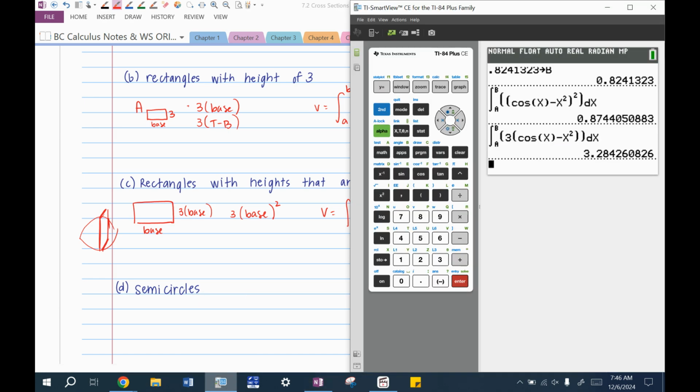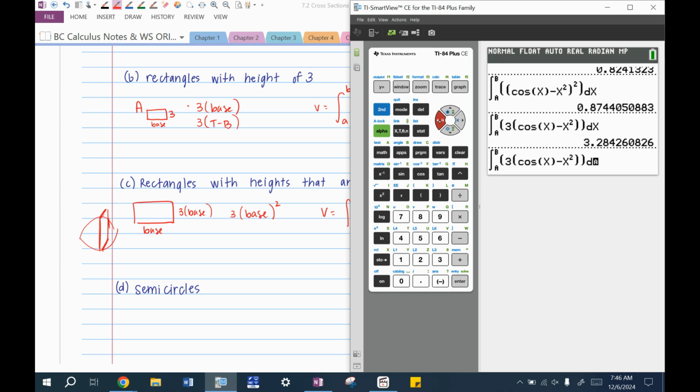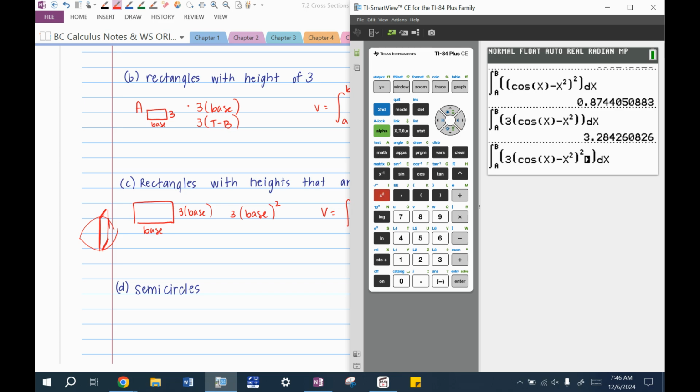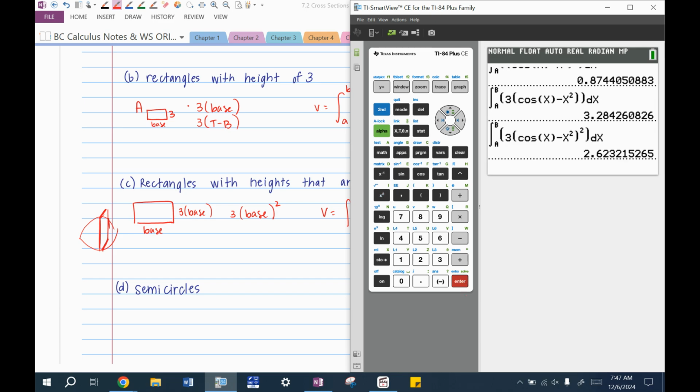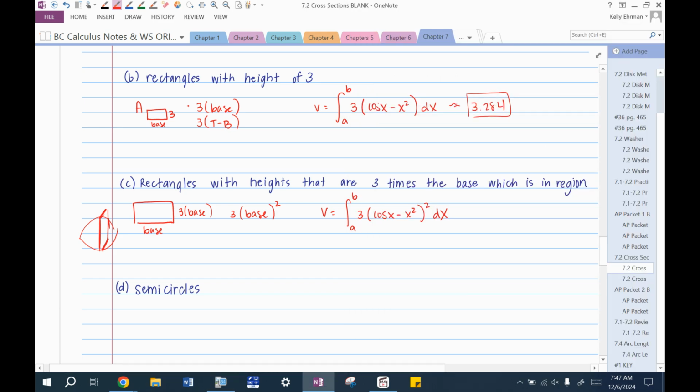All right, so that's nice. I'm just going to call up my last line here. I need to insert a parentheses in front of the 3. Oh, wait, not in front of the 3, sorry. No, wait, what am I saying? I don't need to, I have parentheses around this expression already, so all I need to insert is a squared right there. 3 times cosine x minus x squared, the quantity squared. 2.623.